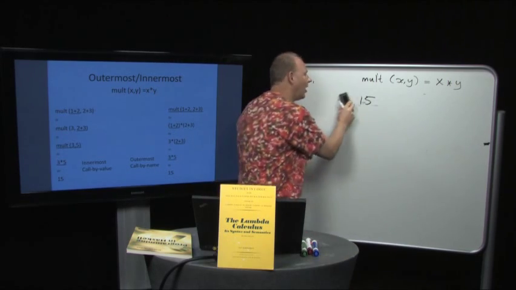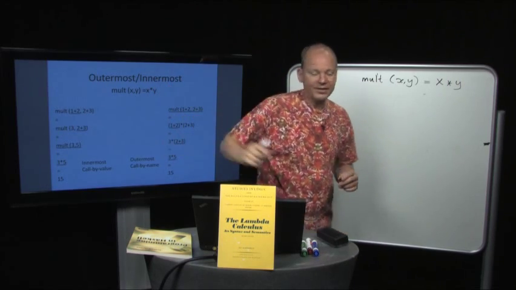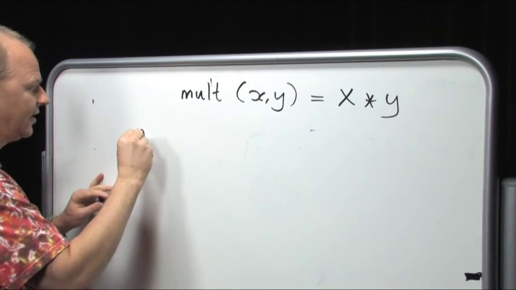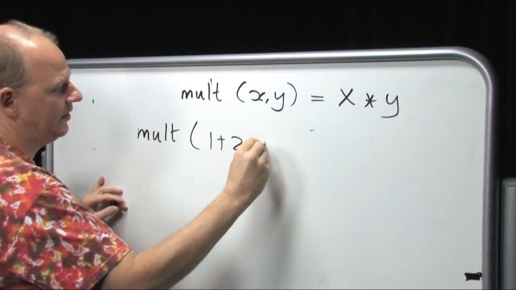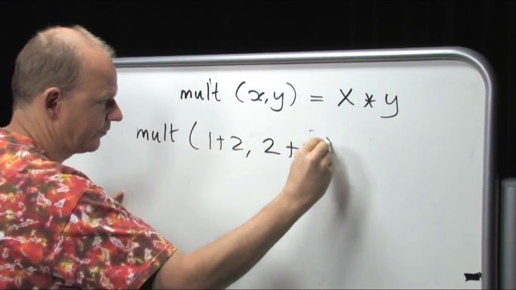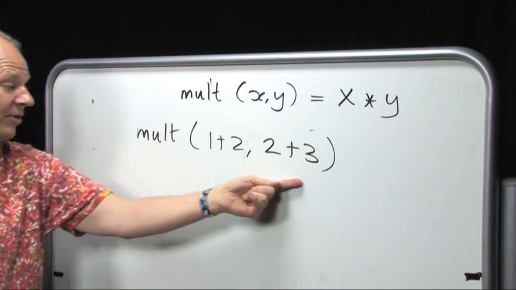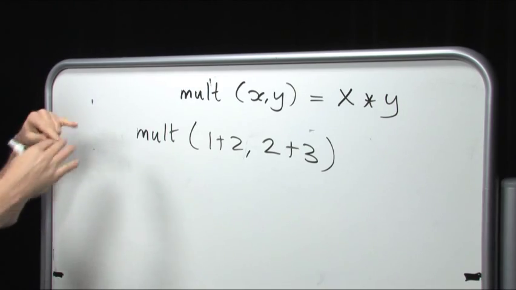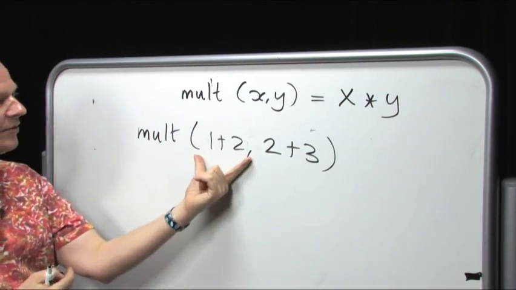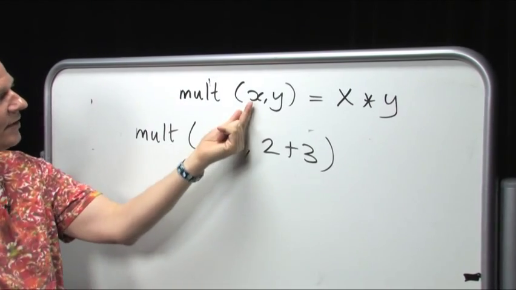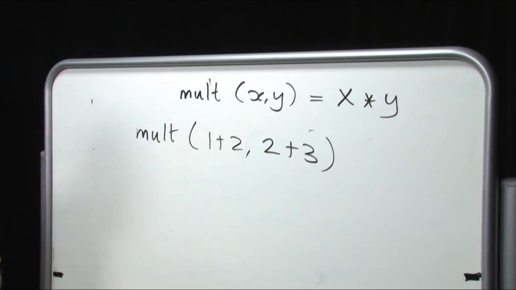Let's do the outermost execution. And that's what you see on the slide on the right hand side. So let's write down that expression again. I multiply 1 plus 2 and 2 plus 3. Well, if I take the outermost one, it must be this one, because there's no redex outside of this. So what I do is I have to instantiate x with 1 plus 2 and y with 2 plus 3.